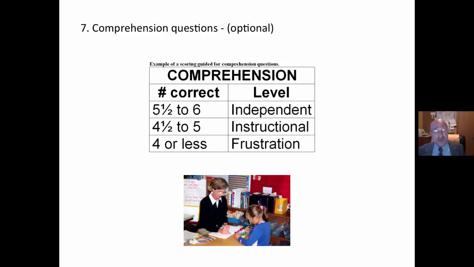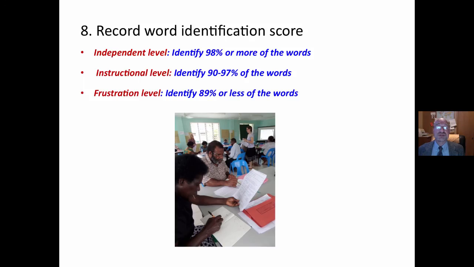Now, most commercially prepared assessments of this type come with comprehension questions, and these are optional. Of course, if students are struggling with fluency and word identification, comprehension scores are going to be low. But the commercially prepared ones tell you how many errors they need to make and what is the independent, instructional, frustration level. All right, but we'll be showing you other ways to do this in further videos.